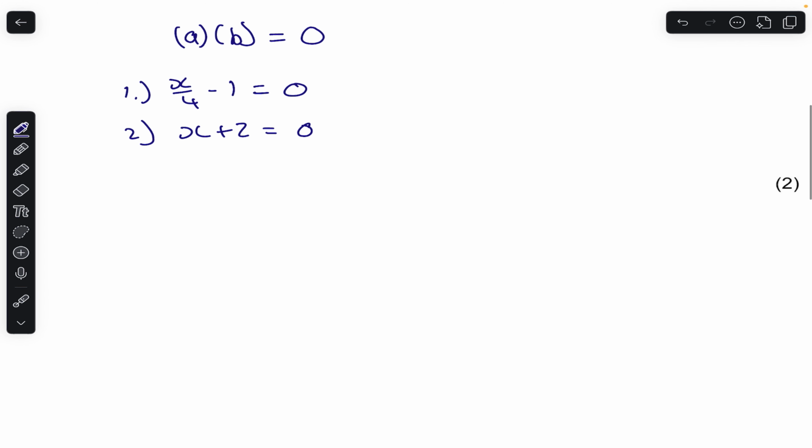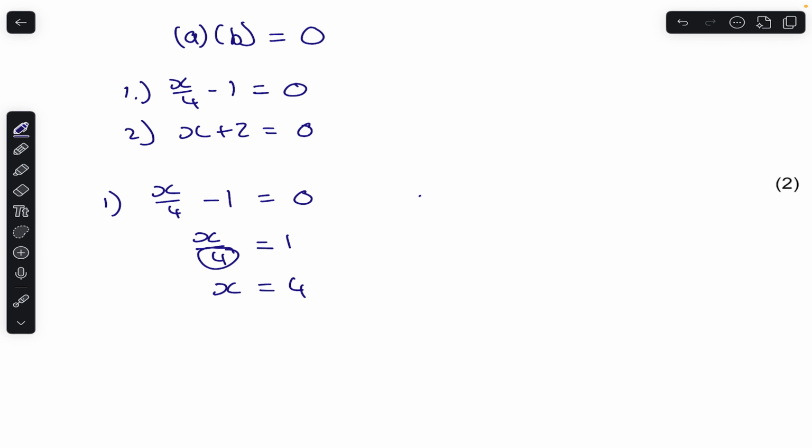So let's solve the first one. So x divided by 4 minus 1 equaling 0, we can take the 1 across by adding 1 on each side, meaning that I have x divided by 4 equaling 1, and then the second part is to multiply both sides by 4 to get rid of my denominator, which means that I have x is equal to 4. And that's our first solution.